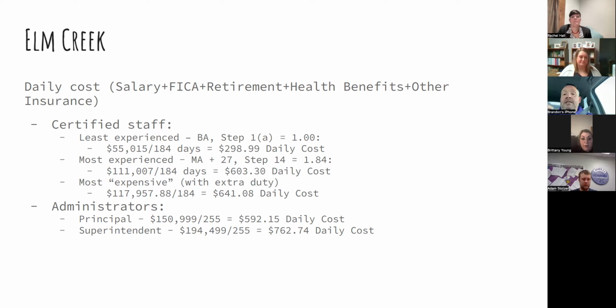Administrators are kind of the same thing with all those numbers in there: 592.15 for the principal, and then 762.74. Our principals are on 255-day contracts, just like superintendents at Elm Creek, and it's kind of good because they recognize that we have to be in there in the summer. They don't micromanage us as long as we're getting our job done. We don't have to be there every day, but we're there a lot. So they recognize that and they pay us for it. So that's kind of good. I'm ready for the next slide.